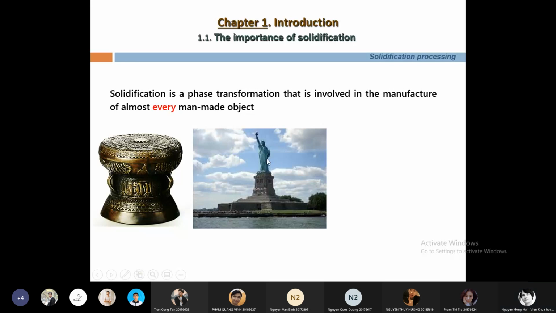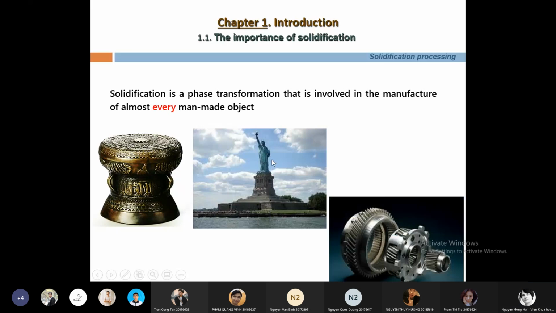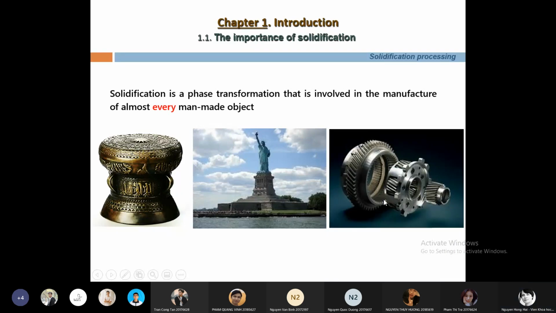It's the Statue of Liberty. It is in New York. I have been there for some time, or two times. And maybe some mechanical paper. See? So this man-made object is related with how to make them by solidification and crystallization process.